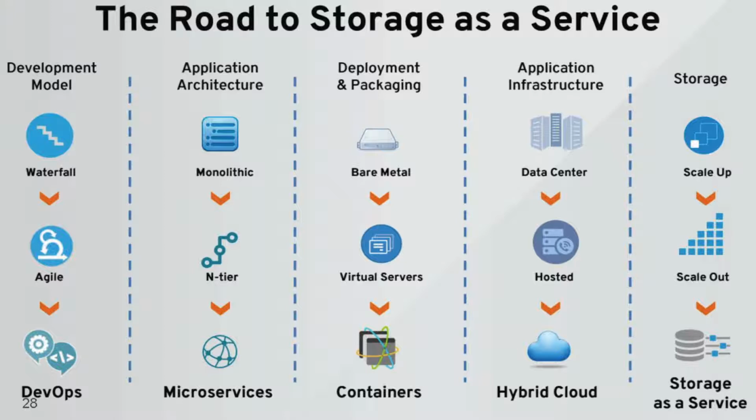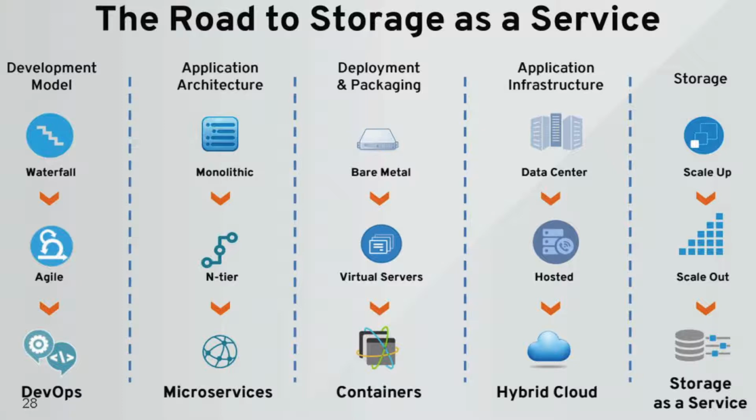So if you start at the development model, right? Each dimension is a column. In the development model, we started with waterfall and moved to agile, and we have DevOps now. Application architecture, we started with single server, monolithic architectures. We then broke that out to 3-tier and then N-tier application, SOAs, and now we have microservices.